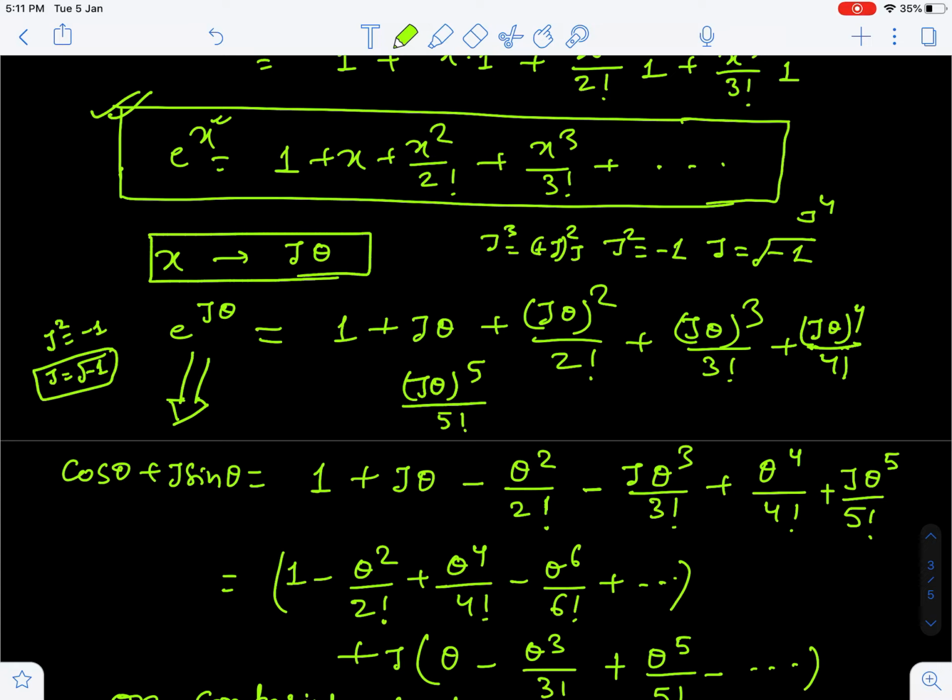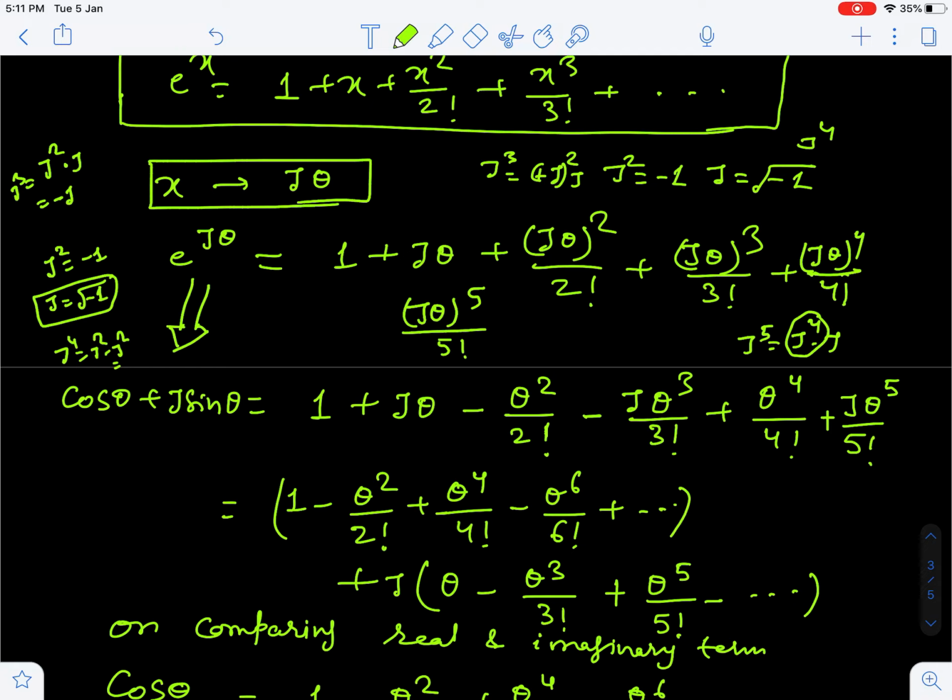Similarly, j cube can be written as j square into j. So j square is minus 1, so I have written minus j. J to the power 4 means j square into j square, which is minus 1 into minus 1, which is plus 1. J to the power 5 is j only, because j to the power 5 can be written as j to the power 4 into j, and j to the power 4 is 1. These are some properties of complex numbers I have used here. So 1 plus j theta minus theta square by 2 factorial minus j theta cube by 3 factorial plus, like this.